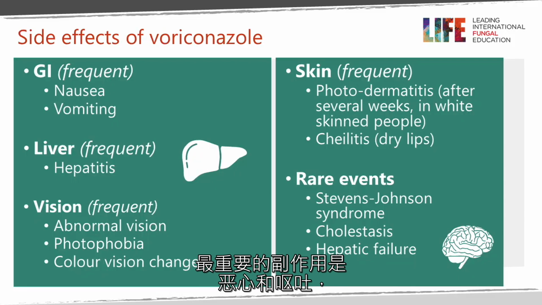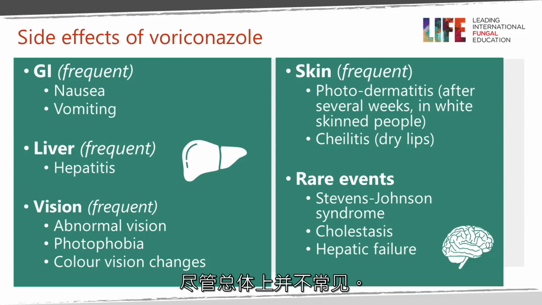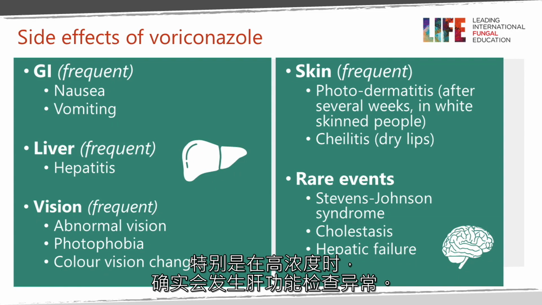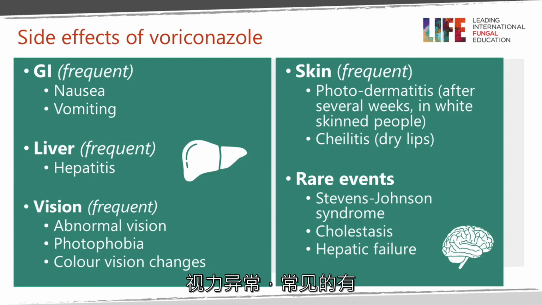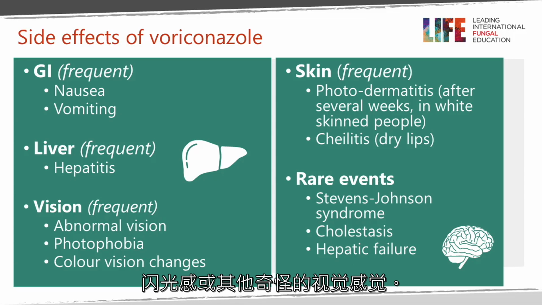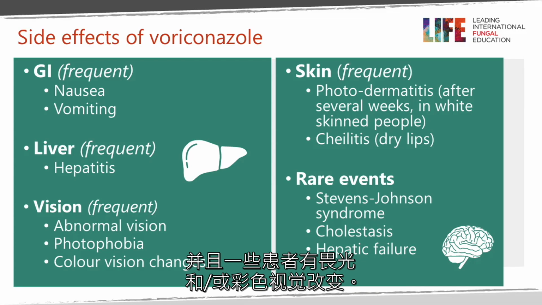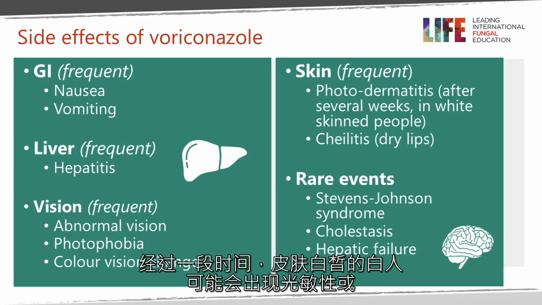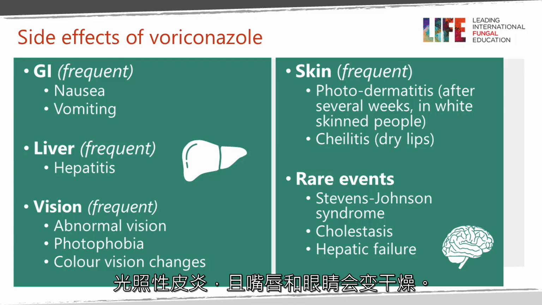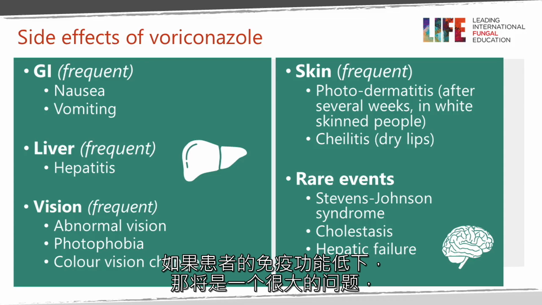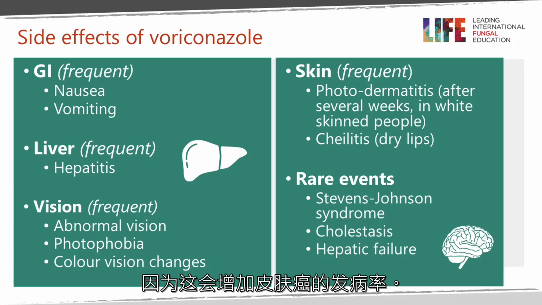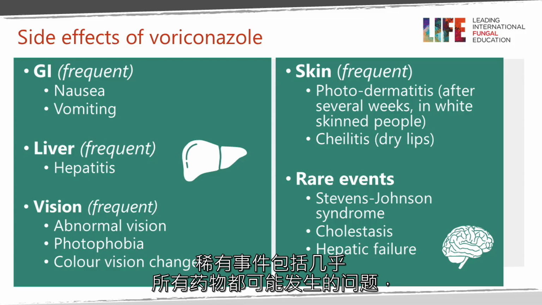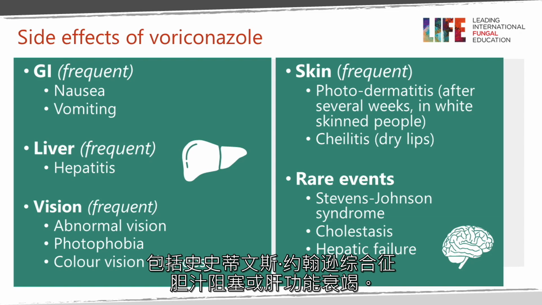The most important side effects are nausea and vomiting, although they're not that common overall. Liver function test abnormalities do occur, particularly with high levels. Abnormal vision seen as flashing lights or some other odd visual sensations are common, and some patients have photophobia and/or colour vision changes. Over time, fair-skinned white people can get photosensitivity or photodermatitis and dry lips and dry eyes, and that can be quite a problem. If patients are immunocompromised, it can increase the rate of skin cancer. Rare events include problems which can occur with almost any drug, including Stevens-Johnson syndrome or cholestasis or liver failure.